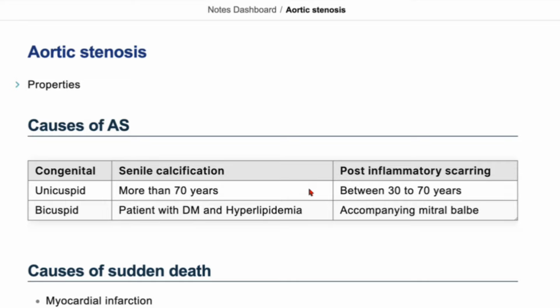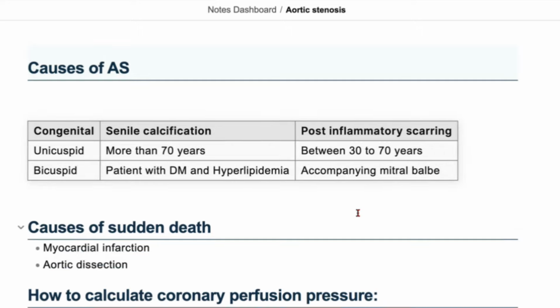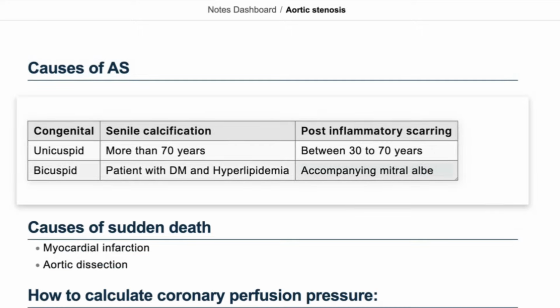So you just say congenital, senile, and post-inflammatory. I personally like mentioning the headlines before going into the details, because the examiner might stop listening to you, which works in your favor. Congenital could be a unicuspid or bicuspid valve. Senile is more than 70 years, in patients with risk factors such as diabetes and hyperlipidemia. Post-inflammatory is between 30 and 70, usually the mitral valve, in patients with rheumatic heart disease. That's it. So you can definitely make this shorter.